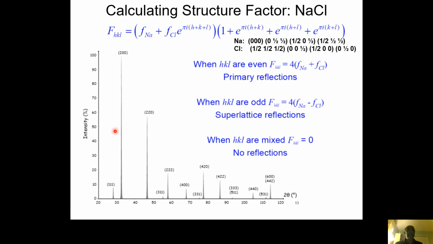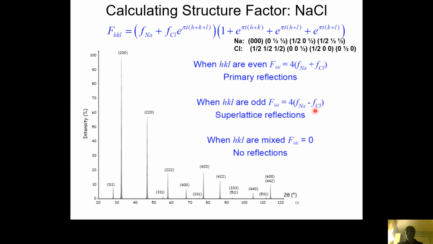Here you will see the diffraction pattern coming from sodium chloride. You will see when you have HKL all even, like 200, 220, they are primary reflections. They have higher intensities, right? This one, this one, this one. These are all even. They have higher intensities. When you have all odd, like 111, 311, 331, they are superlattice reflections. Their intensities are much smaller, because you have this negative, smaller term, right?